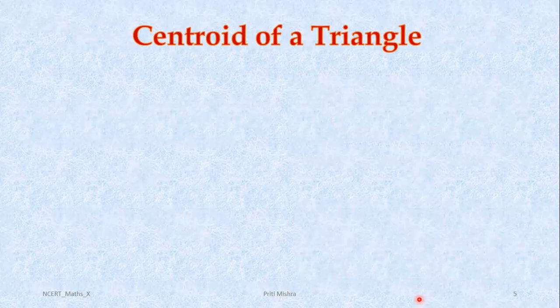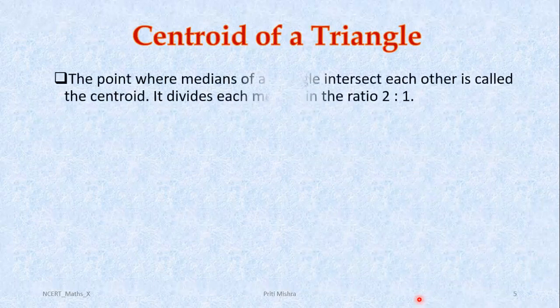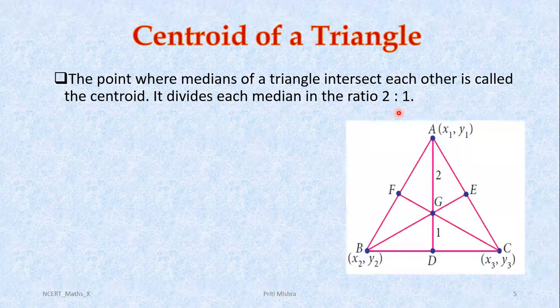Now let's find out what the centroid of a triangle is. A point where the medians of a triangle intersect each other is called the centroid. It divides each median in the ratio 2:1. So first of all, you should know what a median is. I hope you know it very well. A median is the line segment which we get just by joining any vertex of a triangle to the midpoint of its opposite side.